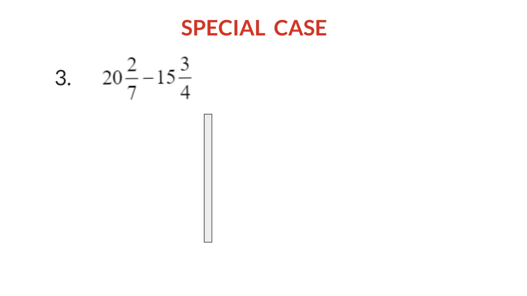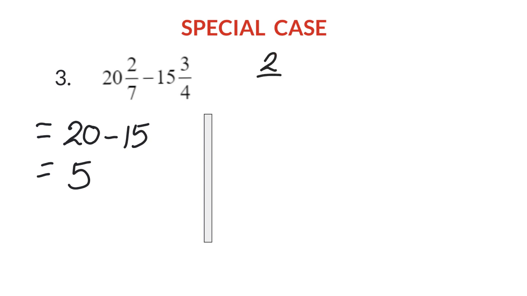Okay, so we should be a lot more familiar now with the process. I'm going to speed things up a little. What we've got now is we have another subtraction, but with some larger numbers. So we start off with our whole numbers. 20 take away 15. So 20 take away 15 just gives us 5. We're going to shift these fractions over. So 2 over 7 take away 3 over 4.